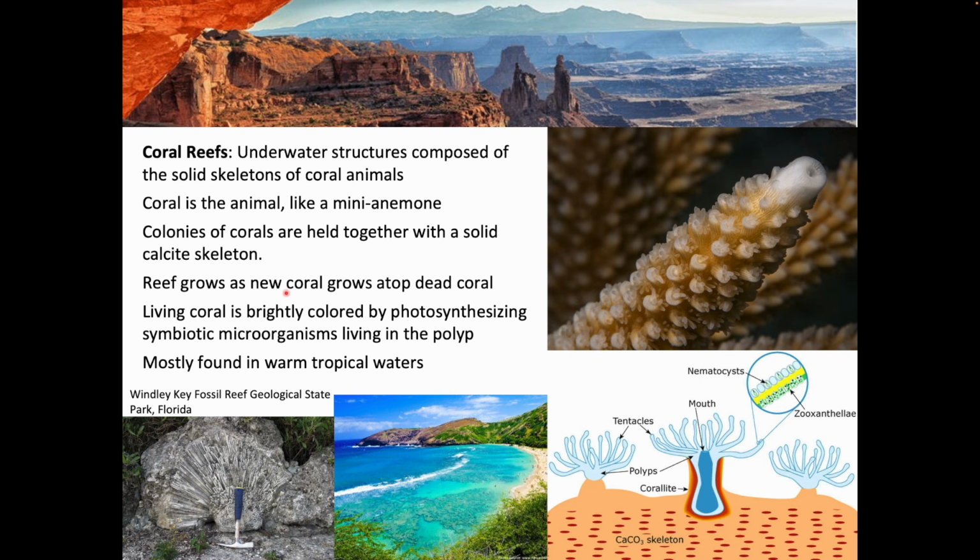The reef grows as new coral grows atop dead coral. The living coral, which we think of as usually brightly colored, is colored that way by photosynthesizing symbiotic microorganisms that live in the tentacles of the polyp, which we call zooxanthellae. We mostly find coral in warm tropical waters, like those off Florida, those in Hawaii. The largest reef in the world is the Great Barrier Reef, which is an enormous structure hundreds of miles long and wide off the coast of eastern Australia.